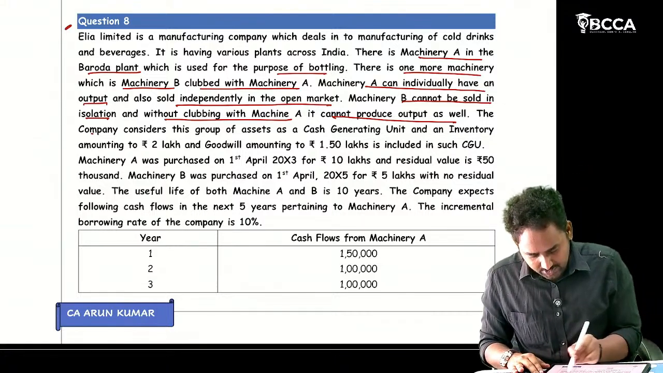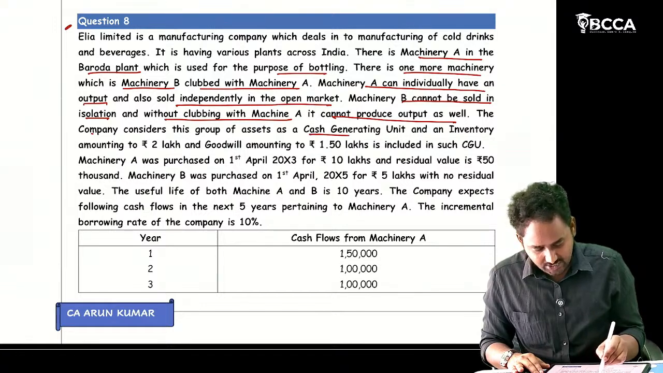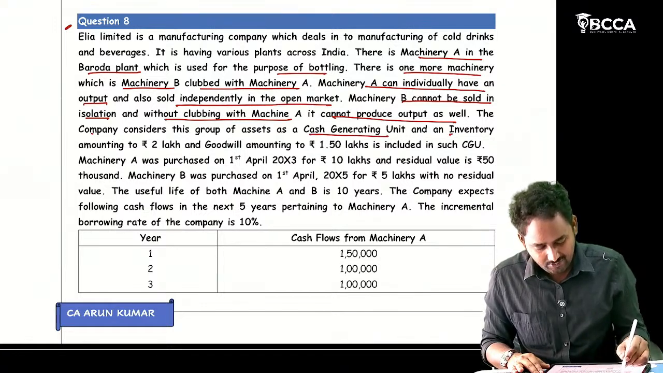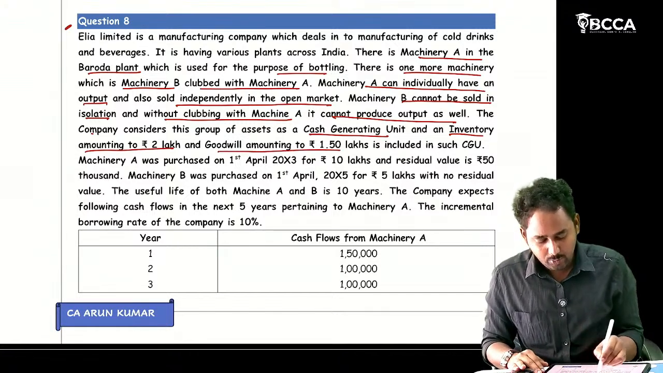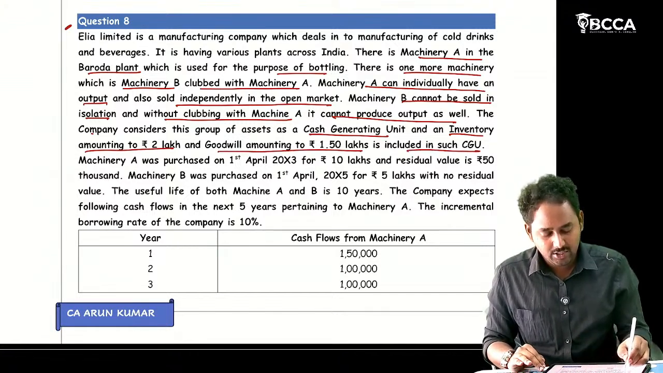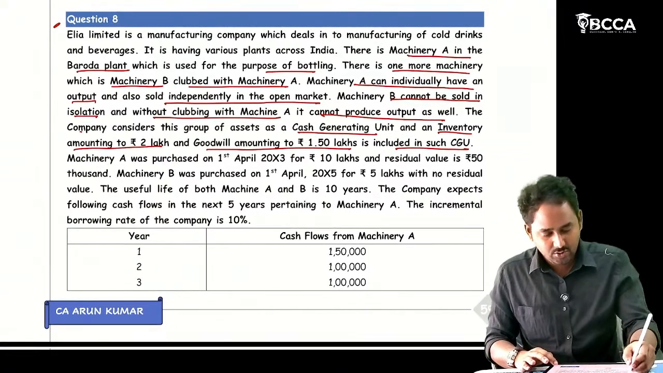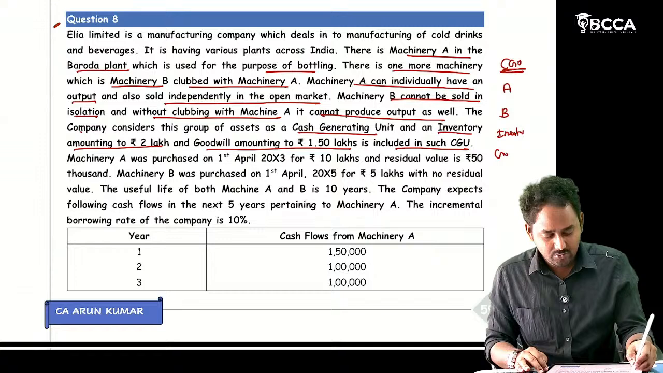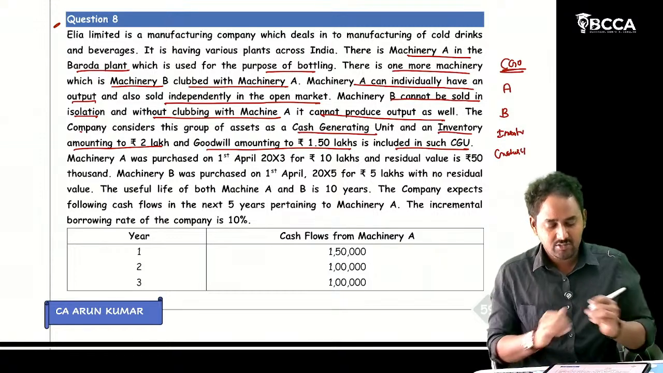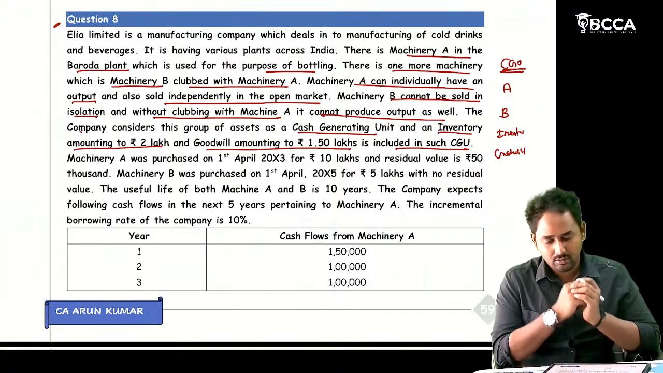Then the company considers this group of assets as a cash generating unit, and an inventory amounting to 2 lakhs and goodwill amounting to 1.5 lakhs are included in the CGU. So in our CGU, I have grouped a few assets, A, B, inventory, as well as goodwill. This is our CGU. Okay.